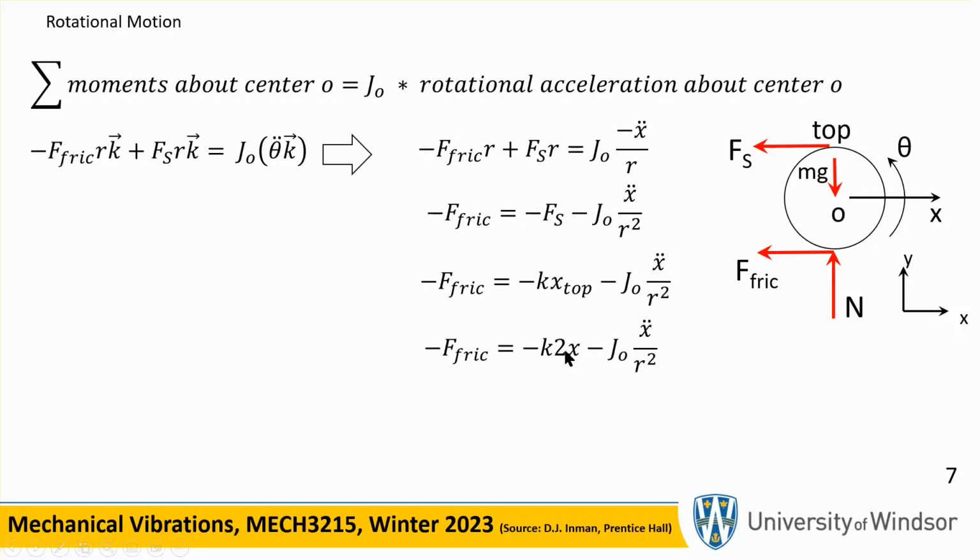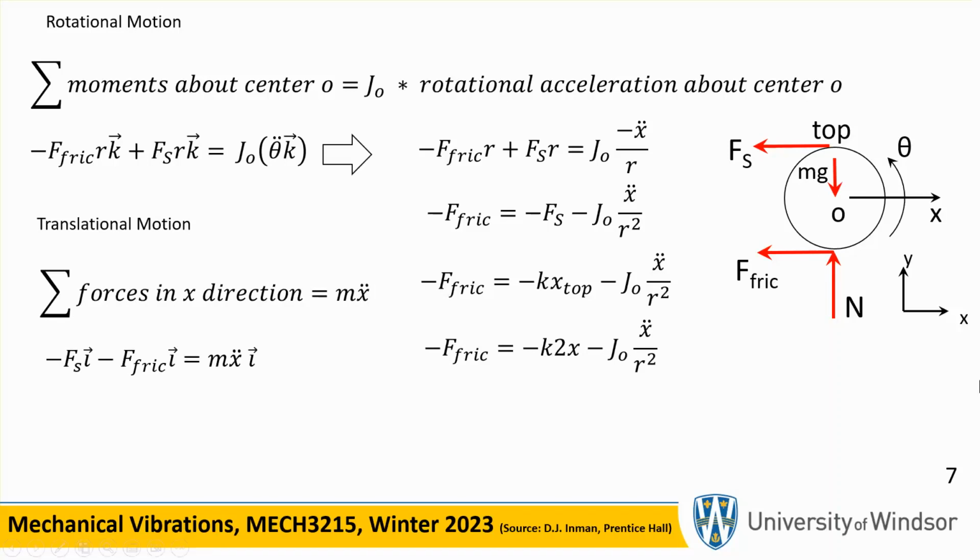And plug in x top equal to 2x, x being the displacement of the center. And we also write the equation sum of all the forces equal to mass times acceleration. This is the actual Newton's second law, and both Fs and friction are participating just like before. This is the same thing that we had before, and you plug in the stuff that you know.